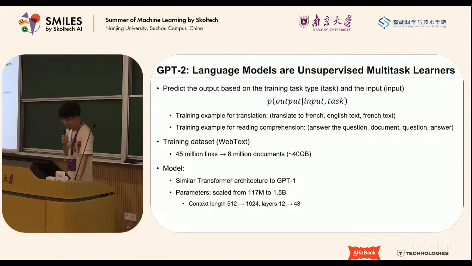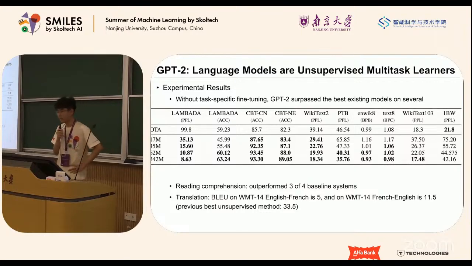The maximum context length was expanded from 512 to 1024 tokens. Without any task-specific fine-tuning, GPT-2 surpassed the best existing models on several downstream benchmarks, such as LAMBADA, CBT, and WikiText2. However, on translation tasks like English to French, its performance remained modest compared to supervised methods, showing that while zero-shot transfer was possible, further scaling was needed to make this system practical.